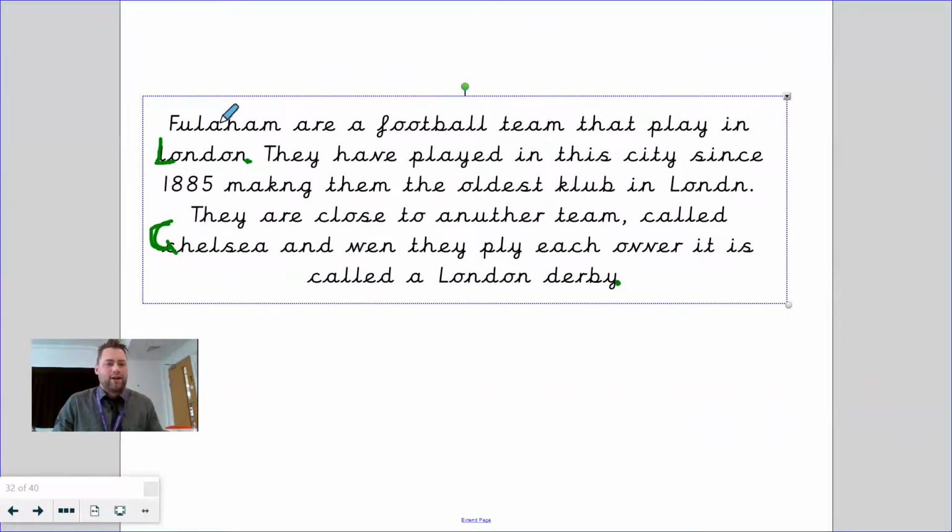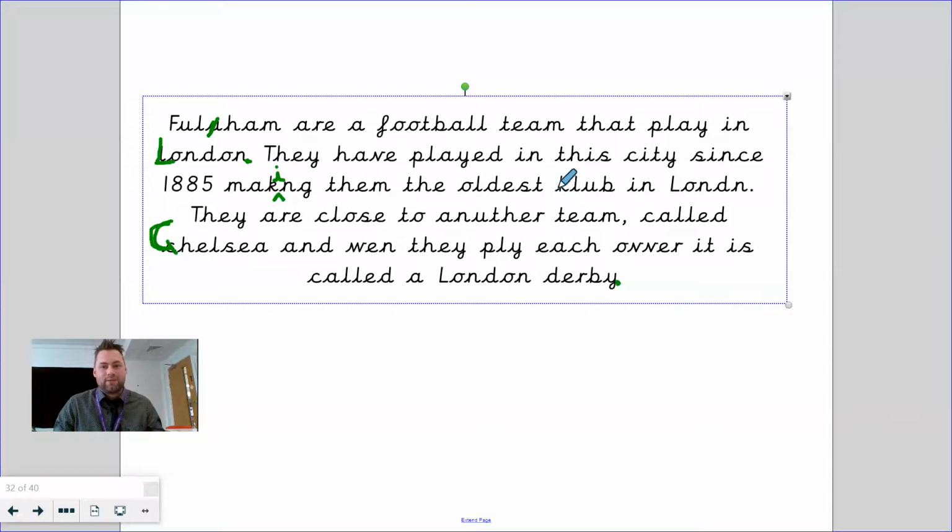Now, this doesn't look right because this is supposed to say Fulham, and it says Fulham. So I know that this A shouldn't be here, so I can just cross that out. Our football team that play in London. They have played in this city since 1885, making. Now, I know I need an I there because of the suffix ing. So I'm going to do a little arrow at the bottom, and then I'm going to put my I where it should be.